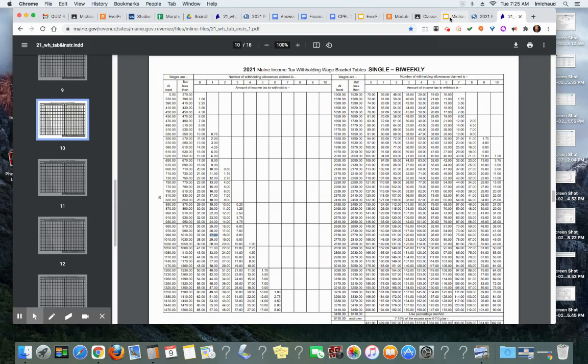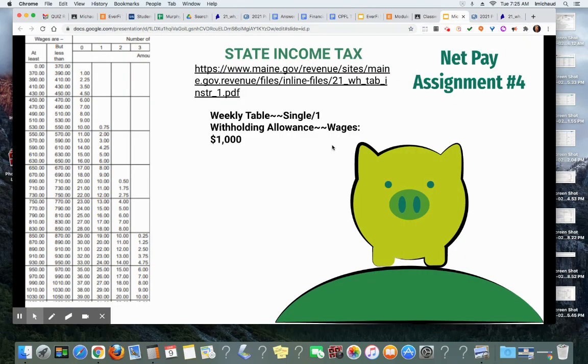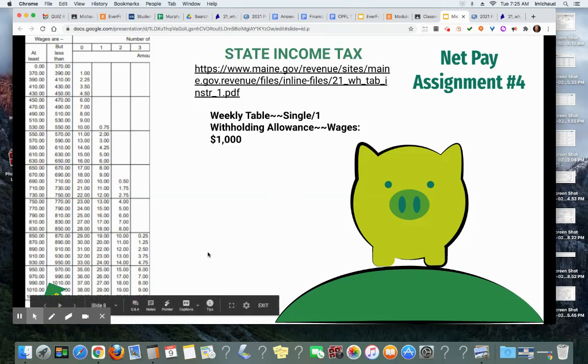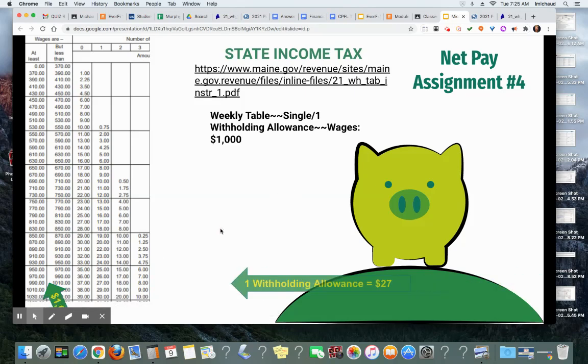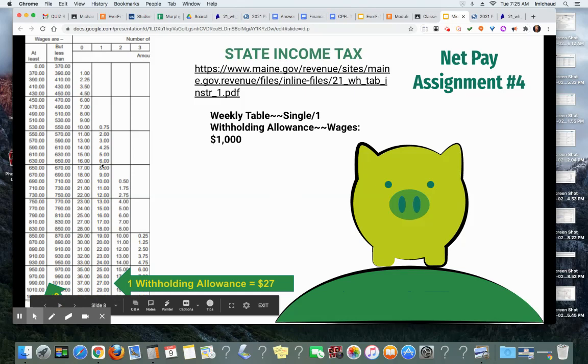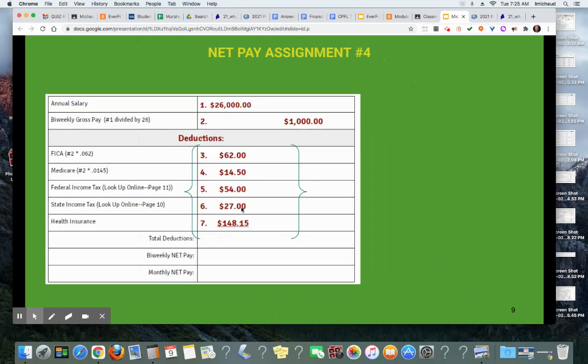And you may be able to see it a little bit better on this. This is the same table, so 1,000 is there. And one withholding allowance is there. Okay, so we're doing well.